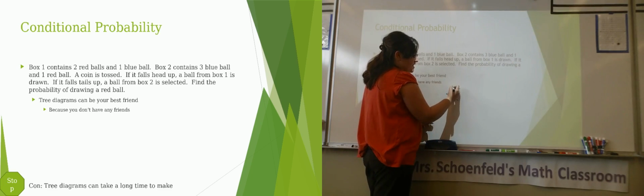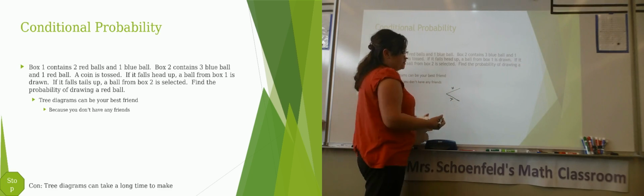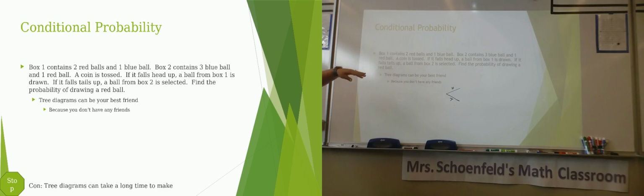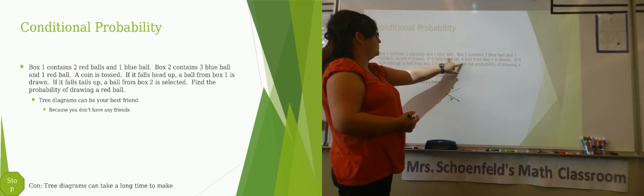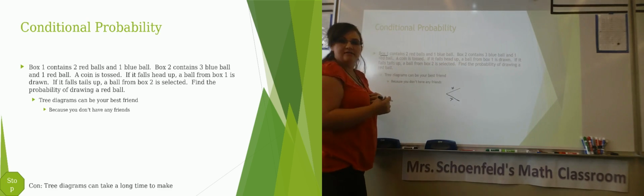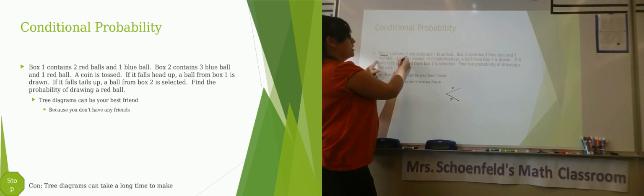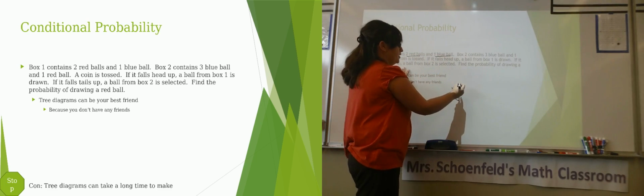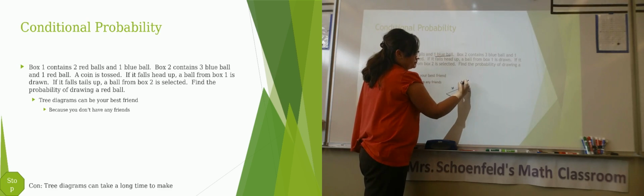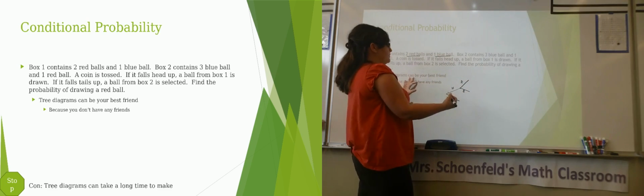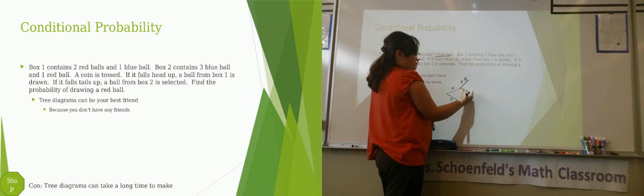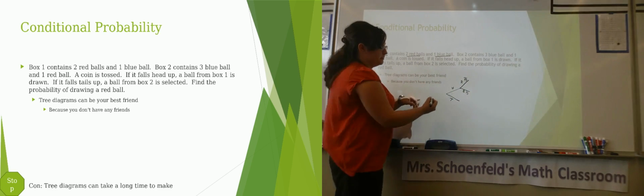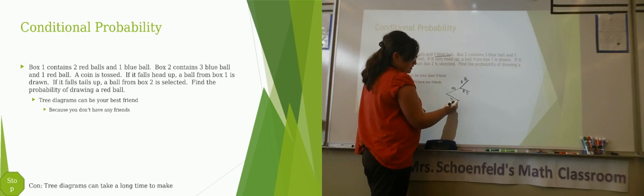Okay, so the first thing I'm doing is flipping a coin. So the first thing I could have is a heads or a tails. If I have a heads, then what are my options? If it falls heads up, a ball from box 1 is drawn. So box 1 has 2 red and 1 blue. So I could have red and blue, but the probability for red is 2 out of 3, and the probability for blue is 1 out of 3. The probability here was 1/2 and 1/2.